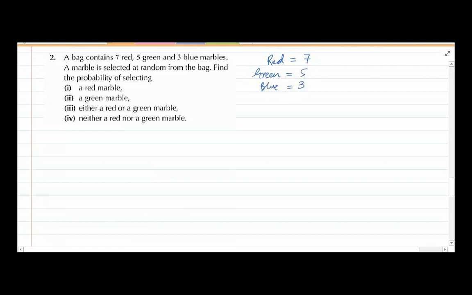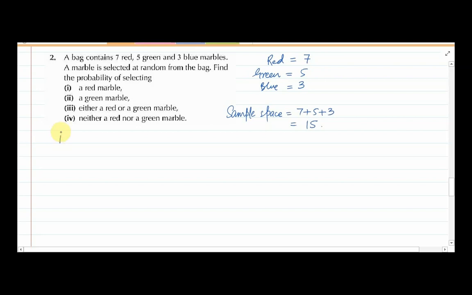A marble is selected at random from the bag. Find the possibility. Before finding the possibility, I am going to find out the sample space. Now sample space is what? You need to add all the marbles. So it's 7 plus 5 plus 3, that is equal to 15. So the sample space is 15, that is the possible number of outcomes.